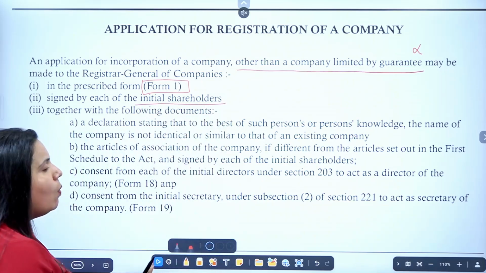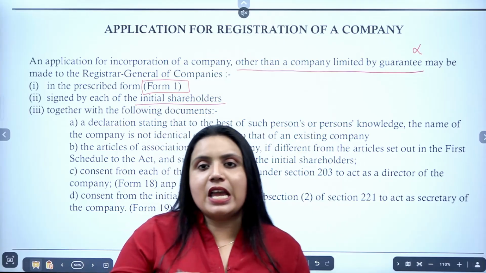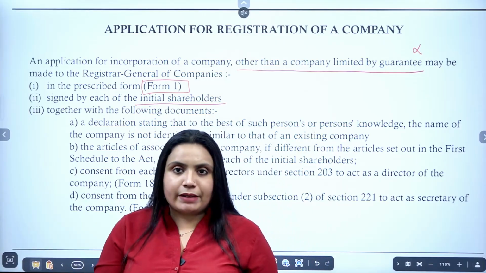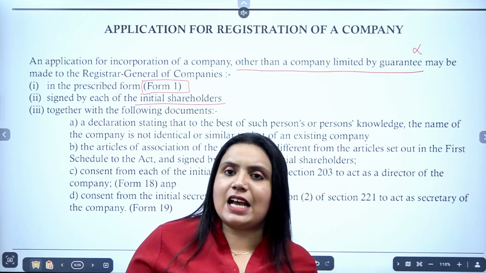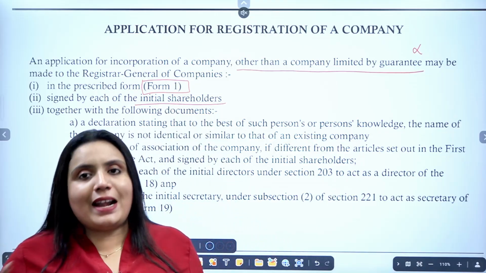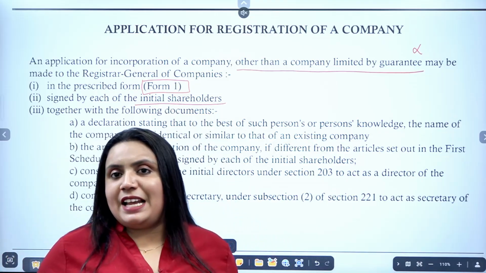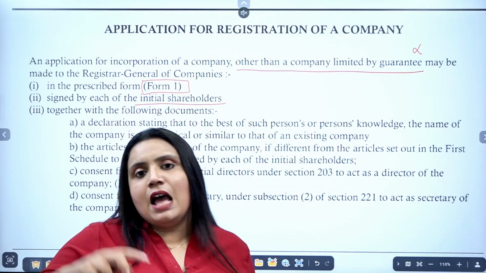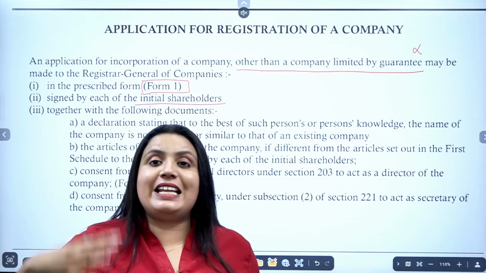Now we know shareholders is not a static thing in a company. Shareholders keep on changing. People can sell their shares to other shareholders and move out. That is okay. Form 1 will only be signed by the initial shareholders, meaning when shareholders change, we don't sign it again and again.